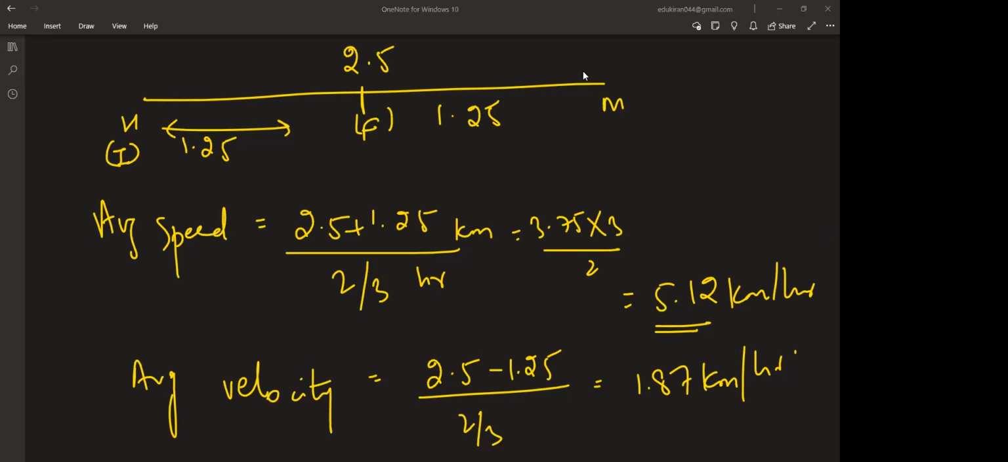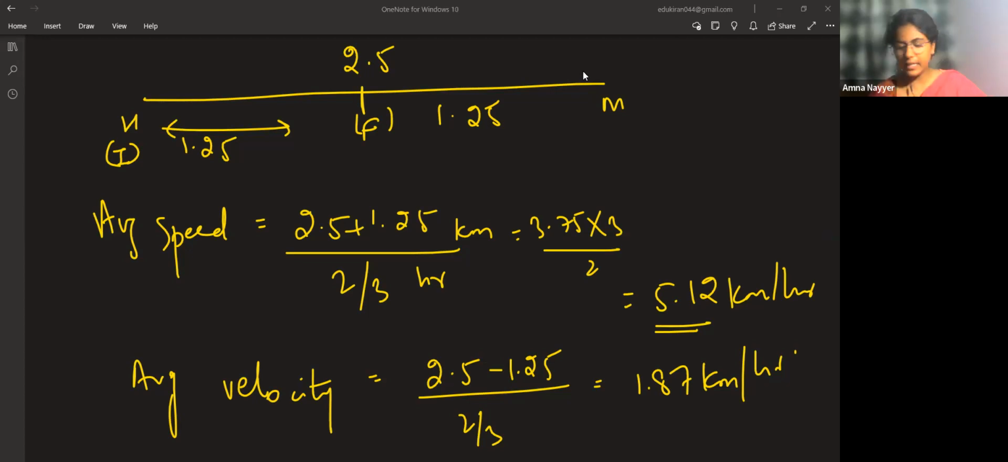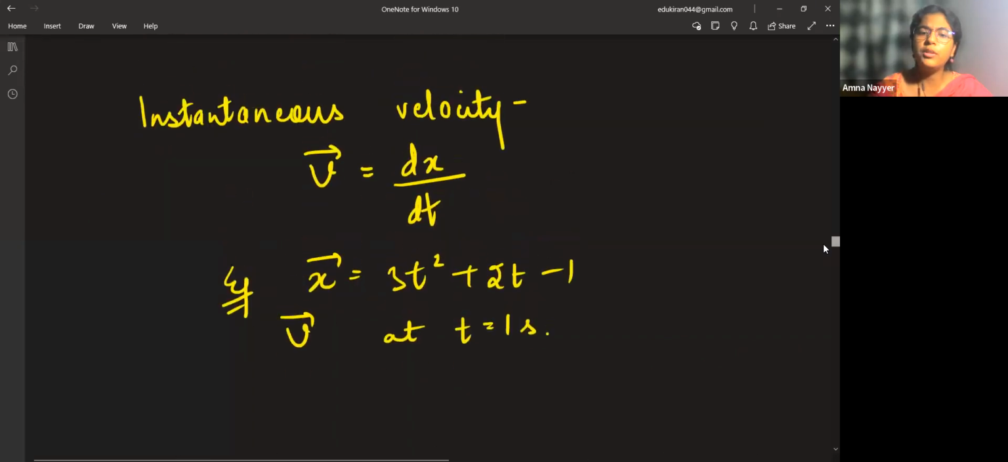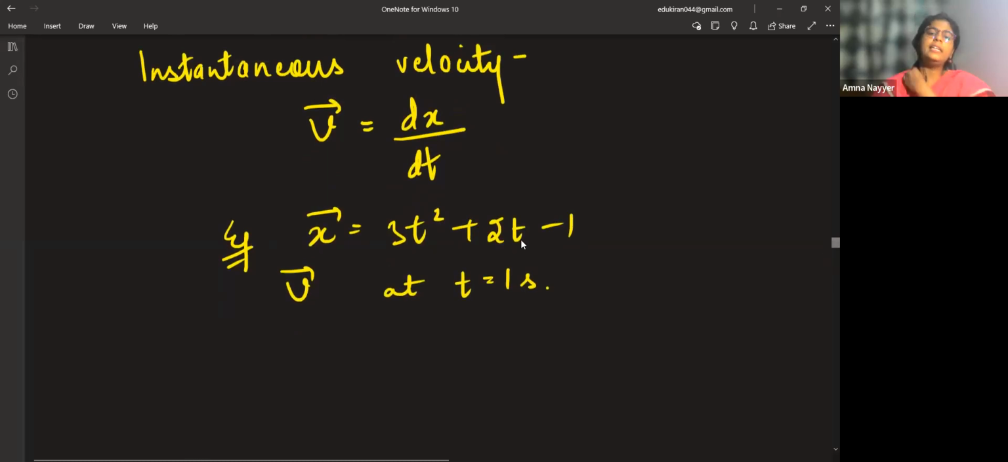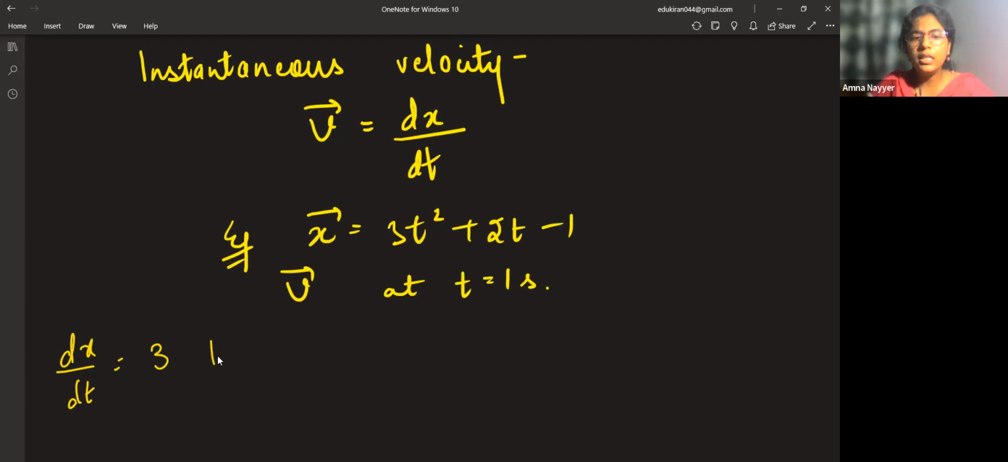Done. Now, see, regarding instantaneous velocity, this was average velocity. Instantaneous velocity is the same as instantaneous speed. You have to differentiate dx over dt, like 3t square plus 2t minus 1. When you have to find the velocity, we find dx over dt. So that means 3 into t square. So how do we differentiate t square? You put 2 here. Khudaija, let me tell you in brief.